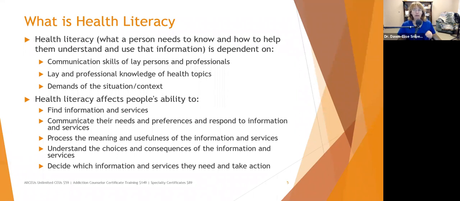Health literacy affects people's ability to communicate their needs and preferences and respond to information and services. If people don't feel empowered to communicate their needs, if they don't know where to get the information to go in and have an educated discussion with their doctor, then they may not be able to effectively advocate for themselves. If they go in and they've got depression and the doctor says, I'm going to write you a script for this medication, they may just say, okay, because they don't know any different.